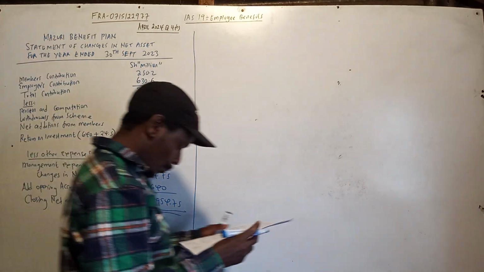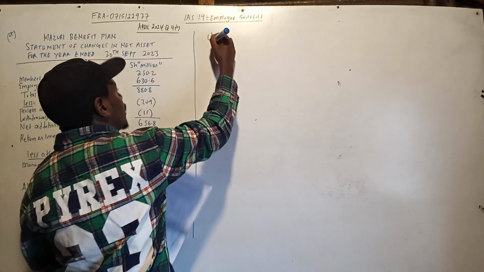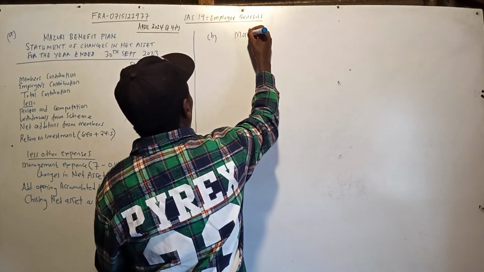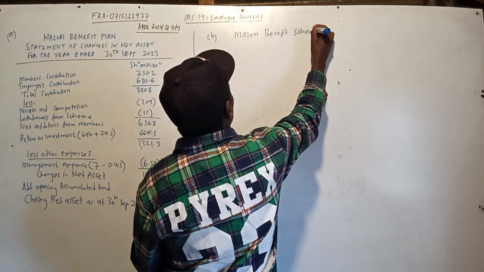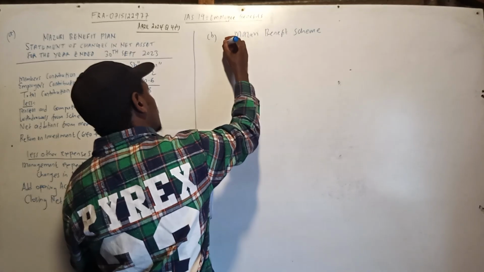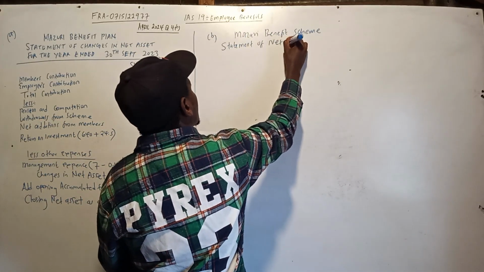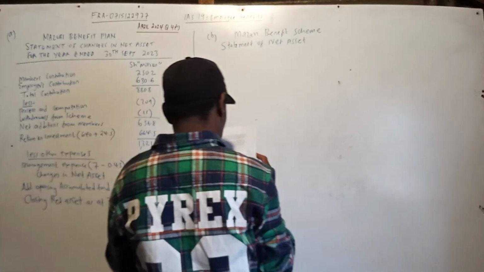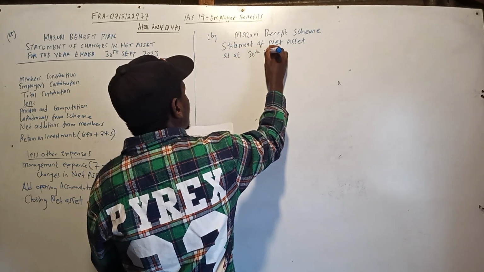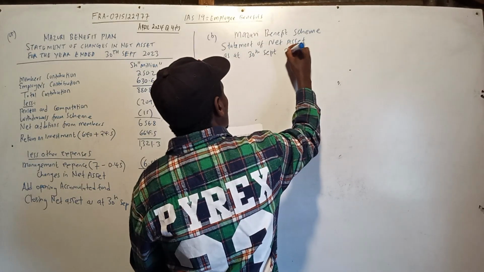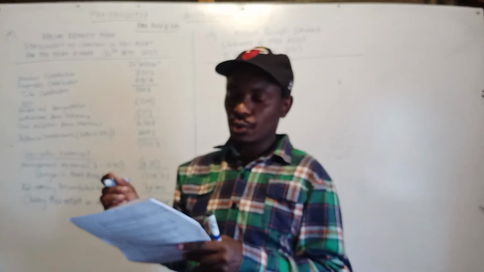Part B requires us to compute. So this one is part A, then you can do part B here. Mazuri benefit scheme, statement of net asset as at 30th September 2023.